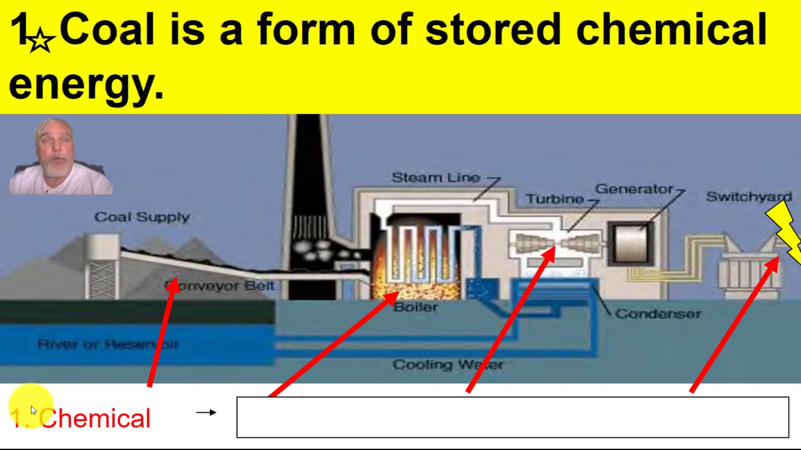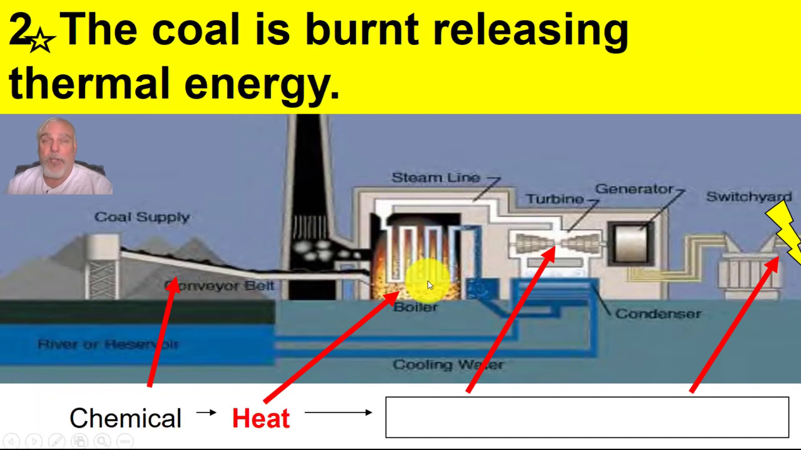So a sandwich, you can burn a sandwich, a Frito. We saw that in one of the videos where I burned food, I burned a Frito and things like that. That is all forms of stored chemical energy. Coal is another form of stored chemical energy. It can burn. So you put the coal here, and the coal is burnt.